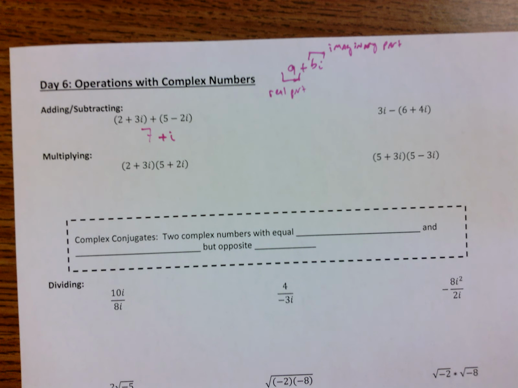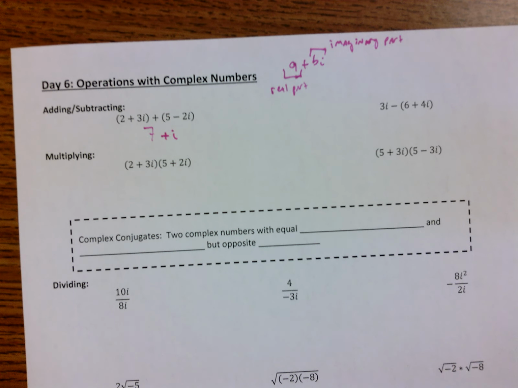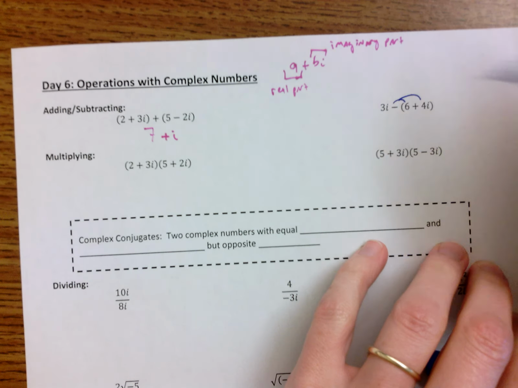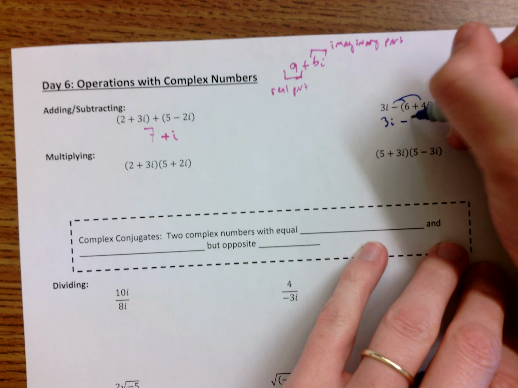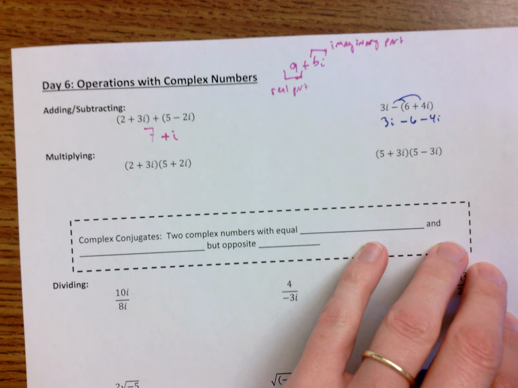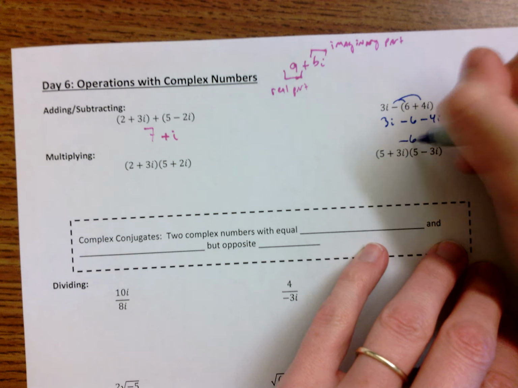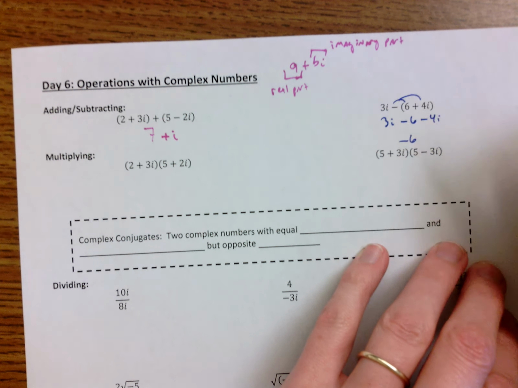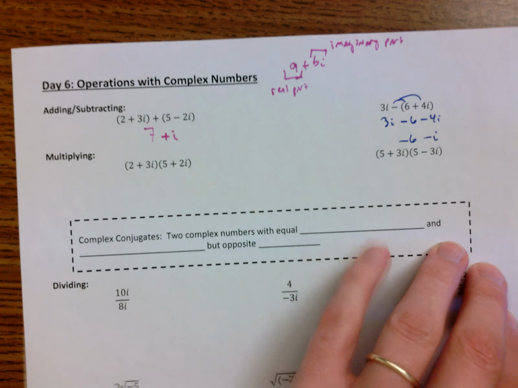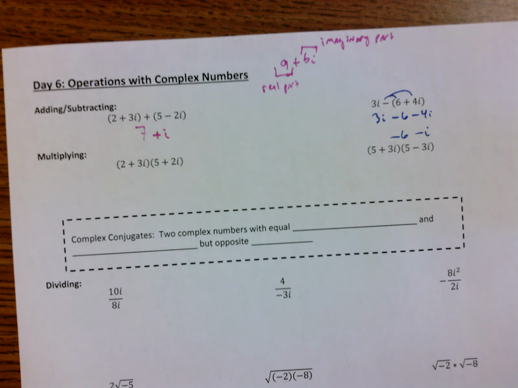All right. This guy's a subtracting problem. So you could think of it as just subtracting, but what I find is most beneficial for a lot of people is start by distributing this negative, make it 3i minus 6 minus 4i. Okay, and then again, my real part, the only real part is negative 6, and then 3i minus 4i is minus i. Done. All right, so adding and subtracting, no big deal. It's just like combining like terms.